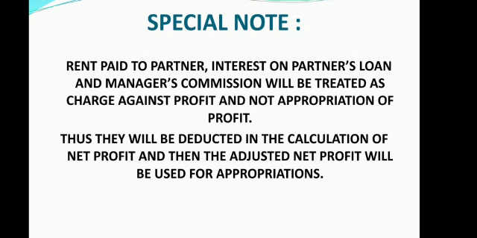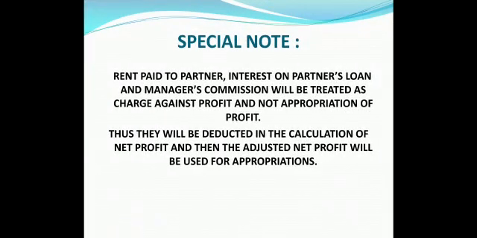So, for the calculation of net profit, this item will be deducted. In case net profit is given in the question without deducting rent paid to the partner, you have to first deduct the rent paid to the partner from the net profit to find out adjusted net profit. Then only you can start preparing profit and loss appropriation account. Same way, interest on partner's loan and manager commission also are treated as charge against profit, not appropriation of profit. Thus, they will be deducted in the calculation of net profit, and then the adjusted net profit will be used for further appropriations. I hope I have made myself clear, children.